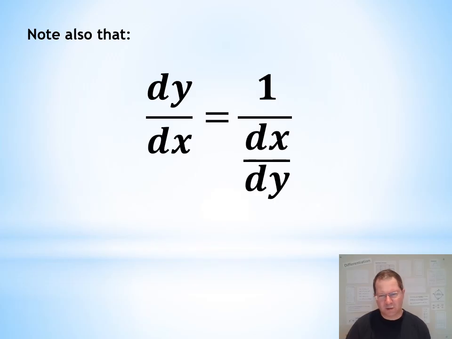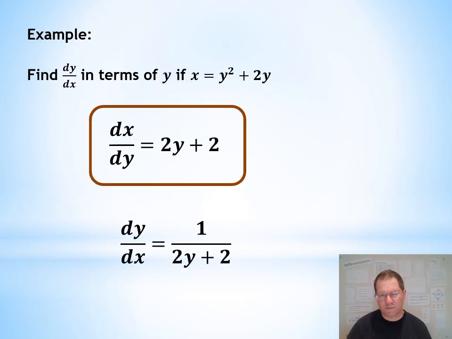Finally, I'm just going to note something that, to be fair, we have already used in the e to the x and ln x video, that dy by dx is the reciprocal of dx by dy. So for example, if you were asked to find dy by dx in terms of y, and you were told that x equals y squared plus 2y, you could start by working out dx by dy by differentiating, so 2y plus 2. And that means that dy by dx would simply be the reciprocal of that, which is 1 over 2y plus 2.